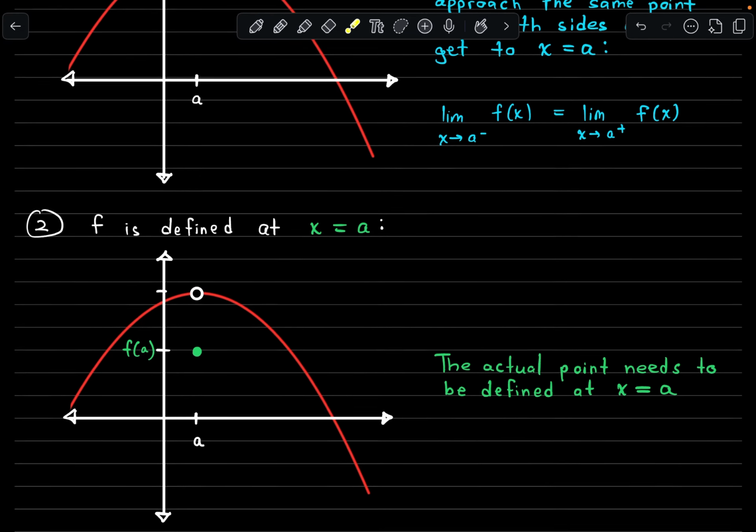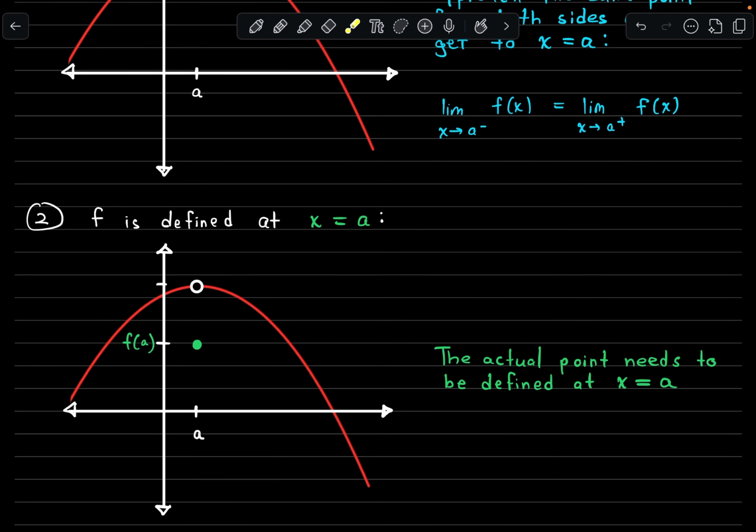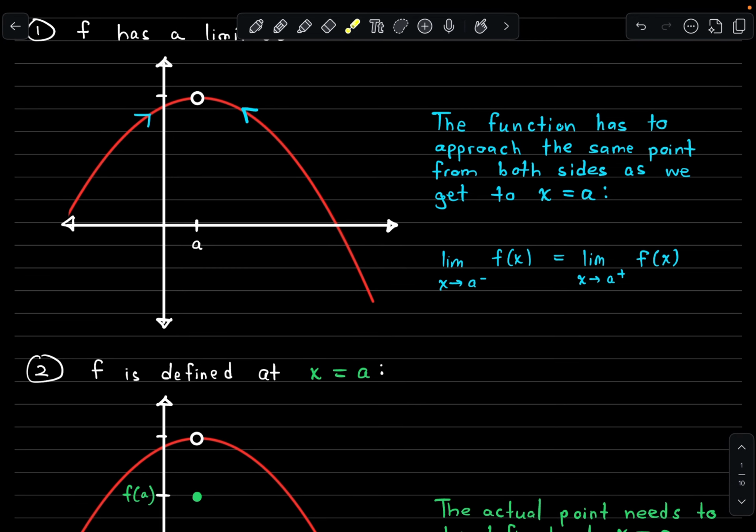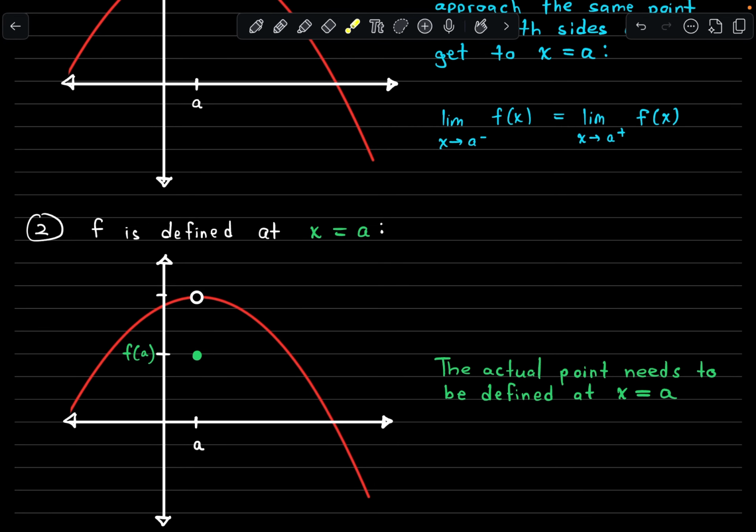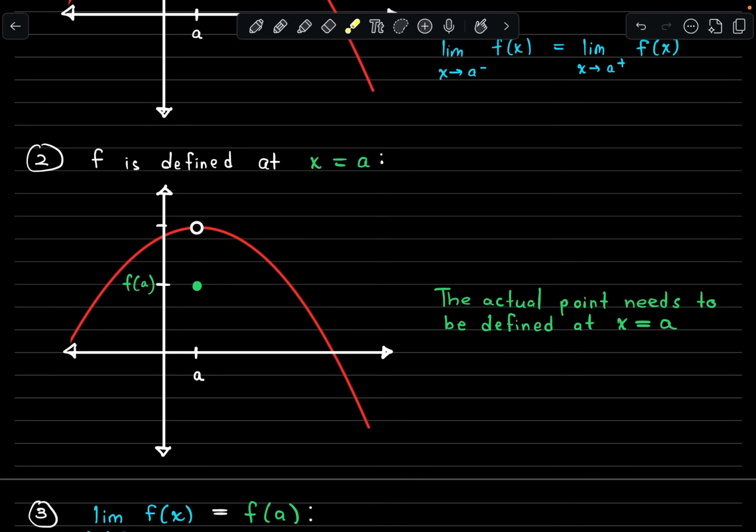Beyond that, f actually has to be defined at this point, x equals a. It's not enough for there to just be a limit, because there could just be a hole in the graph here. So we also need this point to be defined. But this is still not enough, because we could be going here, and then the point's defined down here, and then we're coming back up here. That's still not continuous. So these two alone are not sufficient.